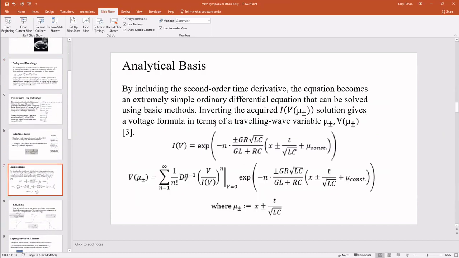So going on, my professor, by including the second order time derivative, the equation was easily solved, as you can see. However, it produced quite a large result. This thing looks very beautiful, very elegant. We have the current in terms of the voltage and the voltage in terms of the traveling wave variable mu. And this was done using the Lagrange inversion theorem, which I'll discuss, and its effects on the Mathematica graphs, in a second. But these are the equations.